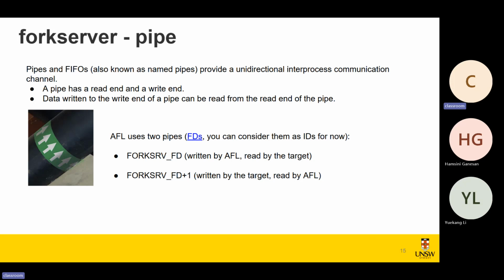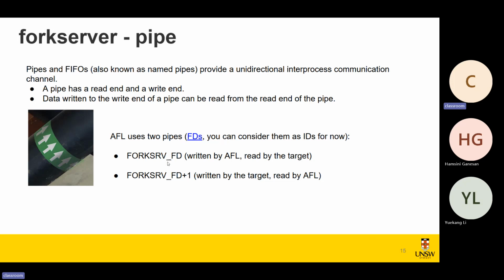So AFL actually uses two pipes, and pipes are created, and they are called file descriptors. If you want to have a look at what file descriptors are, you can click on this link. It will guide you to some locations to introduce this in detail, but let's just consider them as some IDs for now. So they are just like IDs for these pipes.